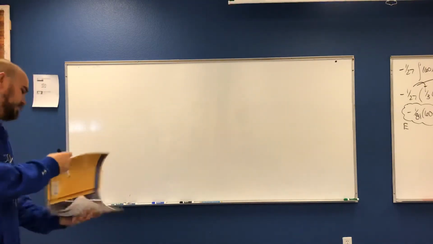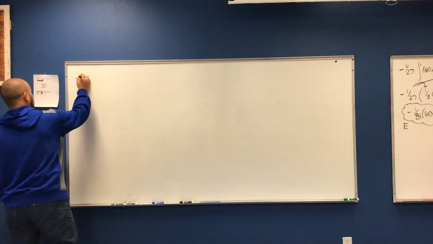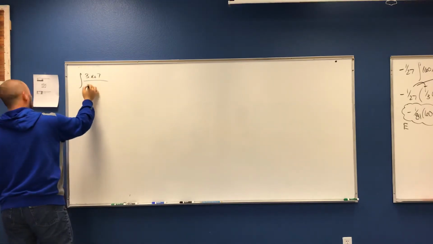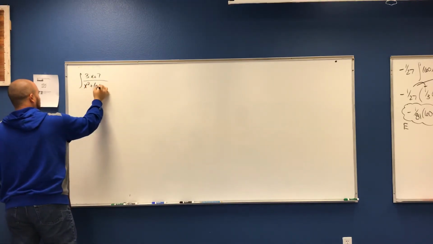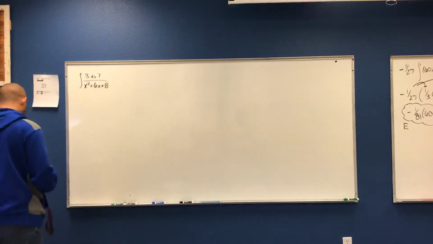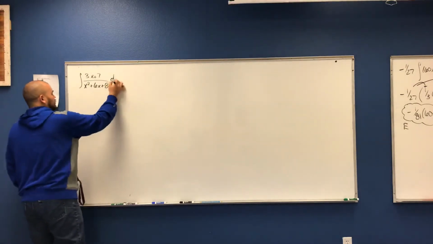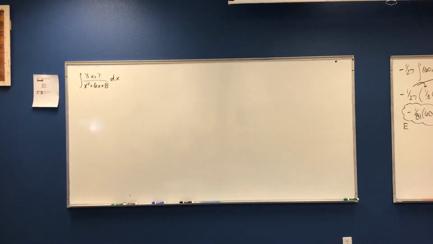All right, let's try this one. Let's do the integral of 3x plus 7 divided by x squared plus 6x plus 8. A couple of things you should always try to notice whenever you have a quadratic in there is that most likely it's factorable. Although it is fairly rare that it's factorable, sometimes when the book gives you a problem specifically with one, most likely it will be factorable.